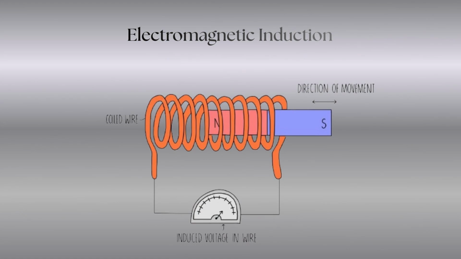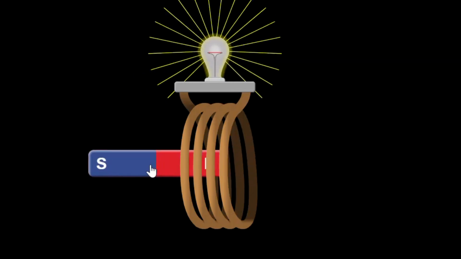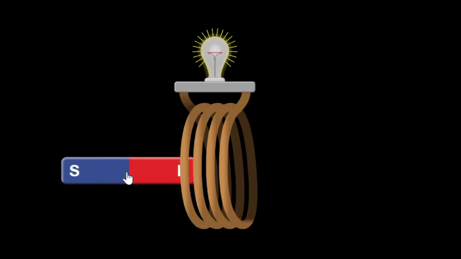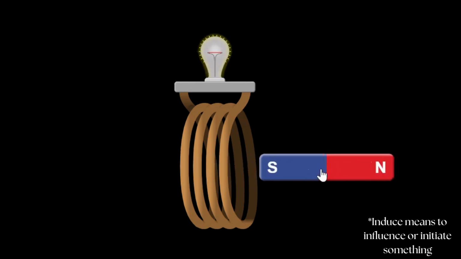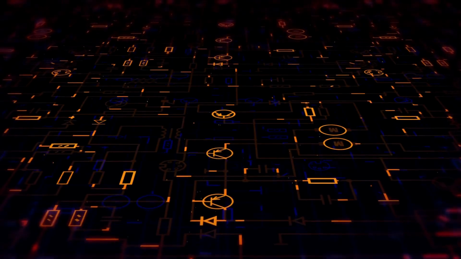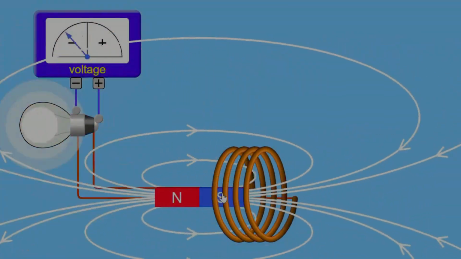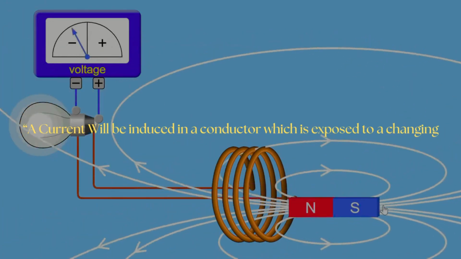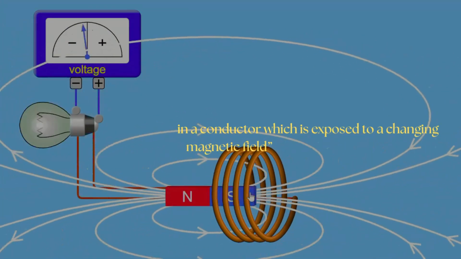Electric generators are based on the principle of electromagnetic induction. In 1831, British scientist Michael Faraday demonstrated that when a permanent magnet was pulled in and out of a coil of wire, an electromotive force, or voltage, was induced. After some experiments, Faraday created a law stating that a current will be induced in a conductor which is exposed to a changing magnetic field.